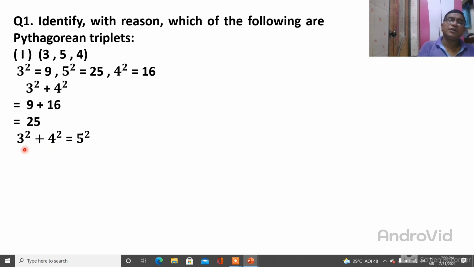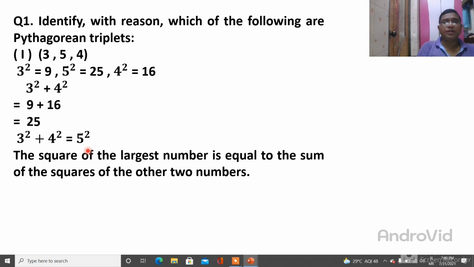So which are the smaller numbers? 3 and 4. So 3 square is 9, 4 square is 16. 9 plus 16 is 25. 5 square is 25. So LHS is equal to RHS. Both sides are the same, so it is a triplet, and the reason is that the square of the largest number is equal to the sum of the squares of the two smaller numbers. Is that clear? So 3, 5, 4 is a triplet.